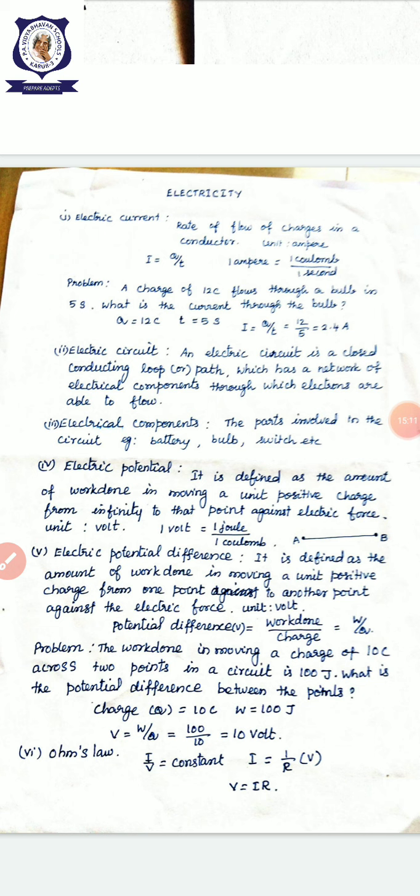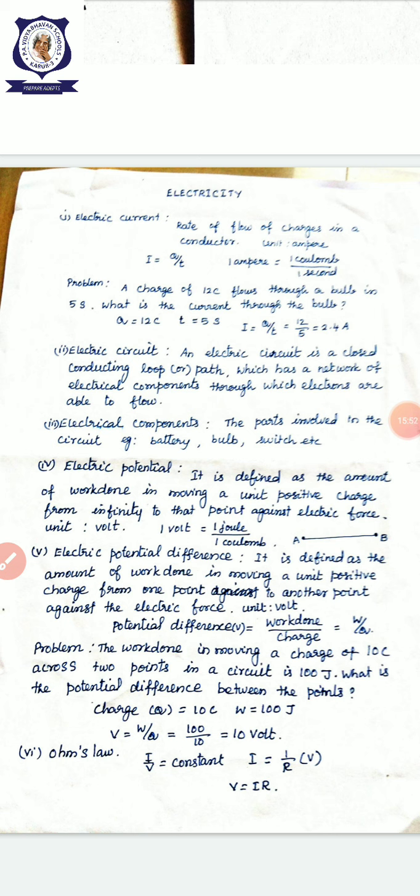How can we define 1 volt? If 1 joule of work is done for moving 1 coulomb of charge, then the potential is equal to 1 volt. See in this picture, from A to B. If we move the charge from A to B, only when the potentials are not equal can we move the charge. So to move the charge from A to B or B to A, the positive charge is moved from infinity to that point against electric force.